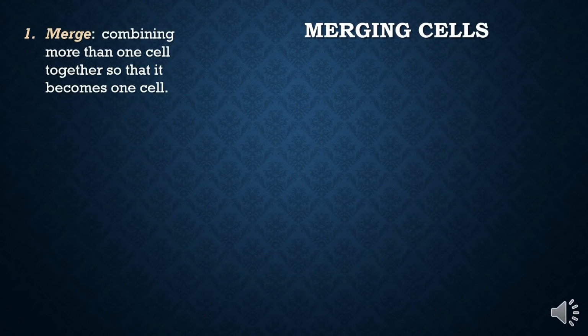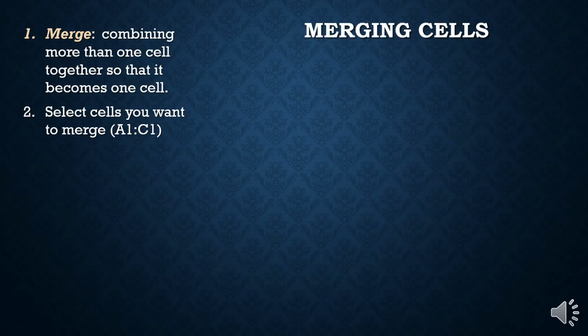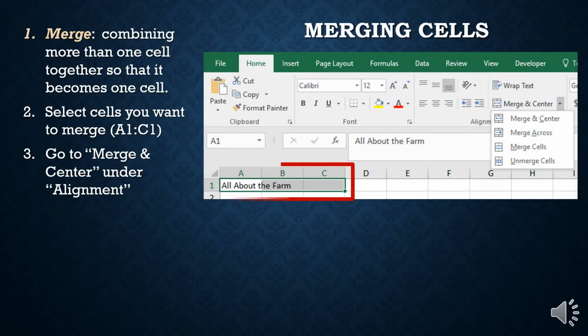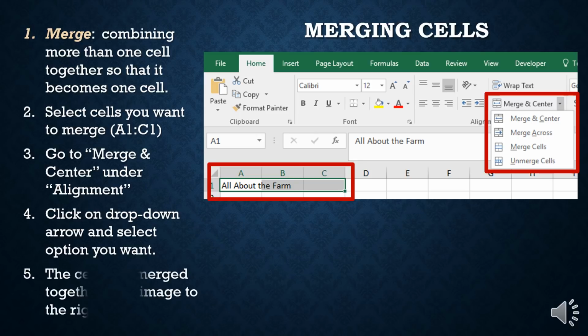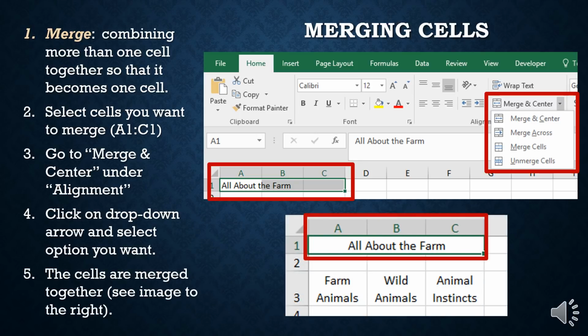Merging cells. Merge means that you will be combining more than one cell together so that it becomes one cell. So we select cells A1 through C1. We want to make those into one cell. We would go to the Merge and Center icon underneath the Alignment section. On the drop-down arrow, you would select the option you want. In this case, we want Merge and Center. If you look to the diagram to the right, you will now see that all the cells A1, B1, and C1 have been merged together to look like one cell.